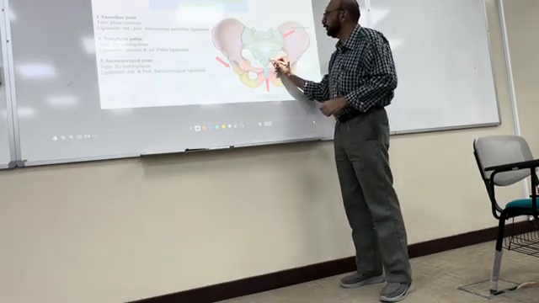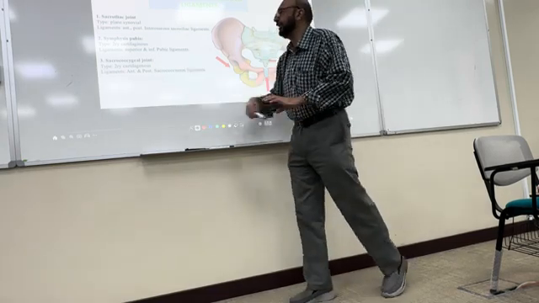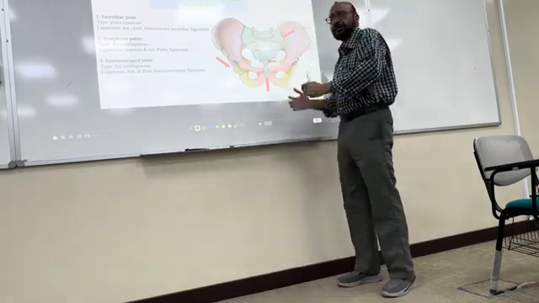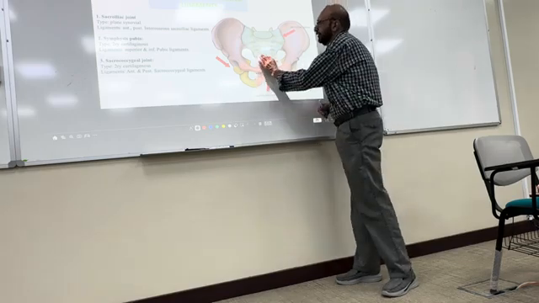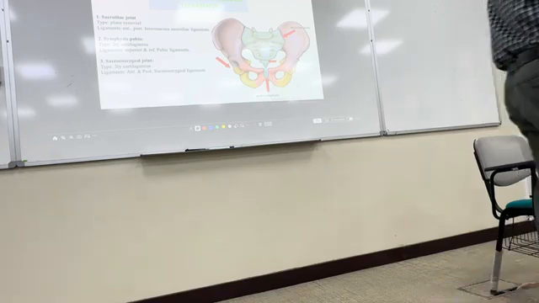Then sacrococcygeal joint here, between sacrum and coccyx. This is the sacrococcygeal joint. Again, it has anterior and posterior ligaments. So this is how we have some ligaments with the formation of the pelvis.